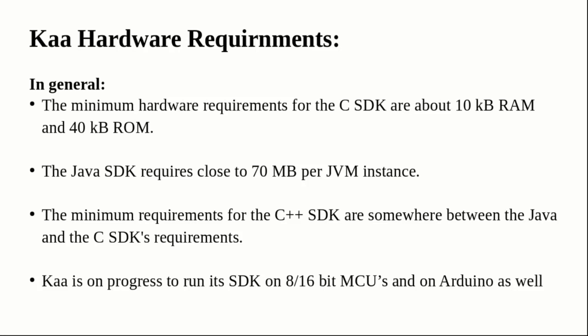Next, we will see Kaa hardware requirements. In general, the minimum hardware requirements for the C SDK are about 10 kilobytes of RAM and 40 kilobytes of ROM. The Java SDK requires close to 70 MB per JVM instance. The minimum requirements for the C++ SDK are somewhere between the Java and the C SDK's requirements. Kaa is in the process of running its SDK on 8 or 16-bit MCUs and on Arduinos as well.